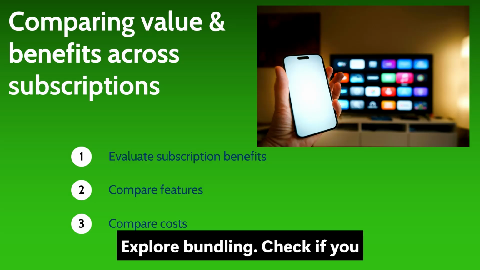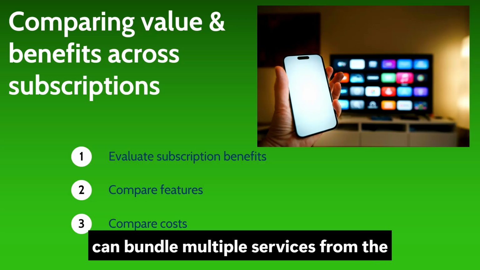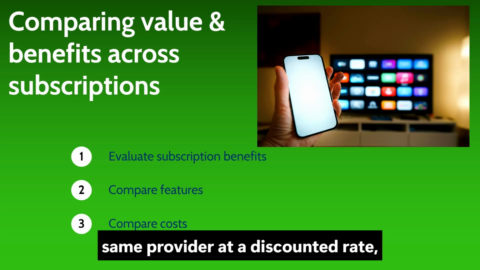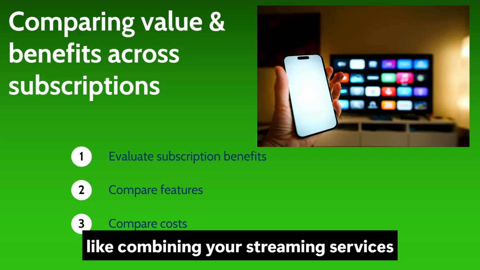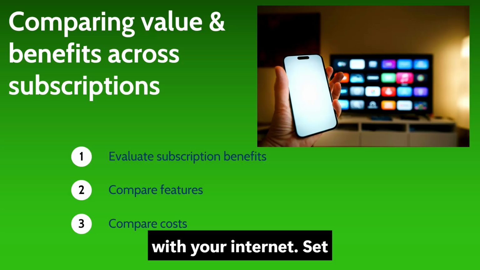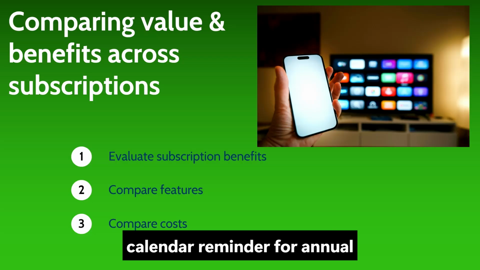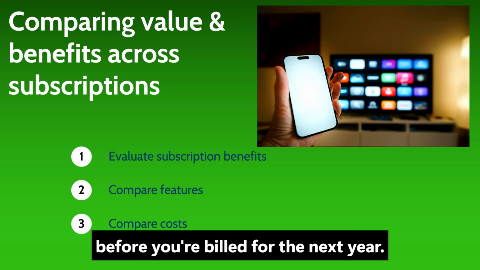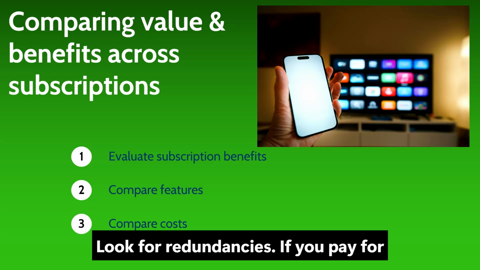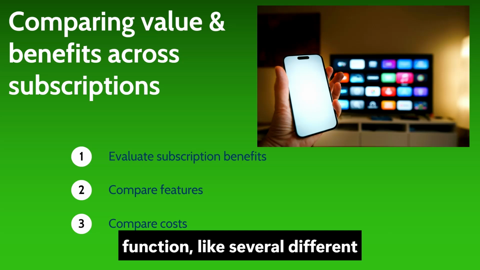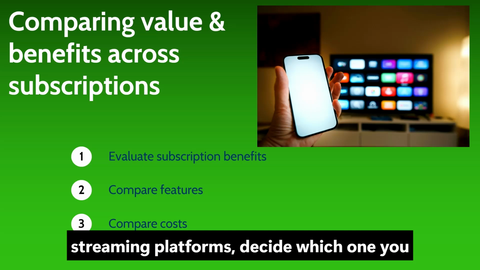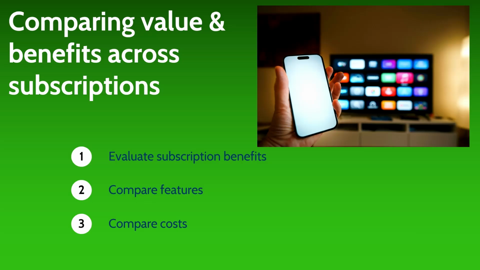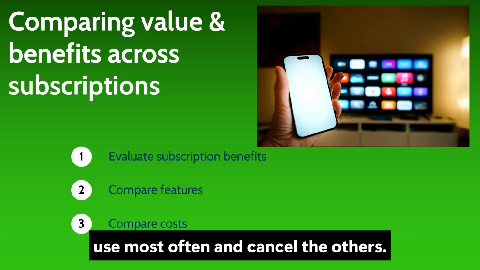Explore bundling. Check if you can bundle multiple services from the same provider at a discounted rate, like combining your streaming services with your internet. Set renewal reminders. Use a calendar reminder for annual subscriptions so you can reevaluate before you're billed for the next year. Look for redundancies. If you pay for multiple services that offer the same function, like several different streaming platforms, decide which one you use most often and cancel the others.